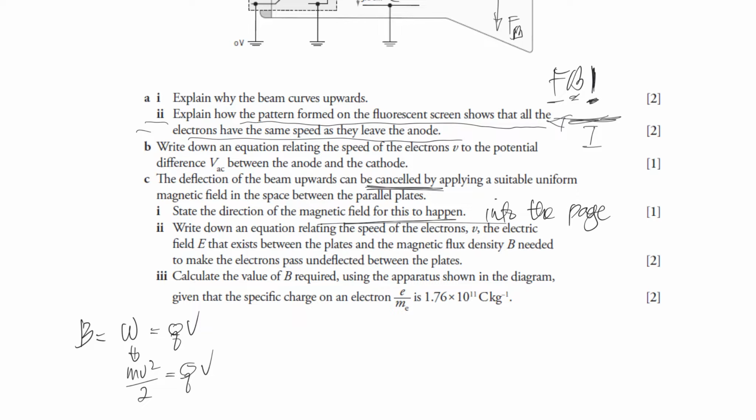Next, write down the equation relating the speed of the electrons v that exists between the plates and the magnetic flux density needed to make the electrons pass undeflected. Undeflected means the two forces are equal. So the magnetic force balances the electric force: Q times v times the magnetic field strength equals Q times E. Then you can eliminate Q, and the velocity is equal to the electric field over the magnetic field. That's it. Let's go to the third one.